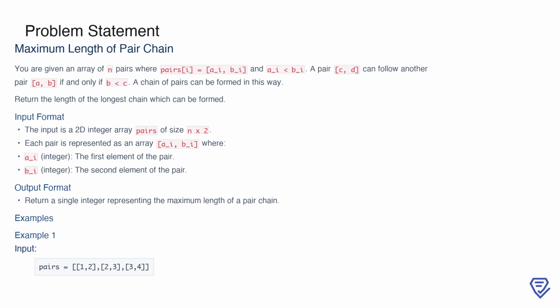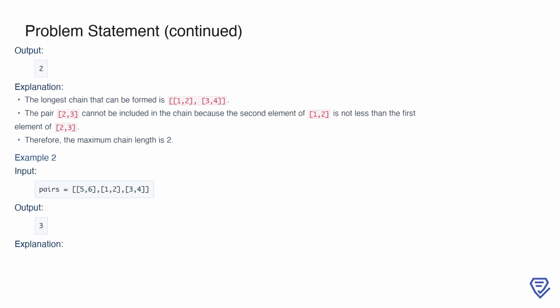The input here is a two-dimensional integer array pairs, where each inner array represents a single pair. The output is a single integer that tells us the maximum length of the chain we can create. Now, let's look at some examples.